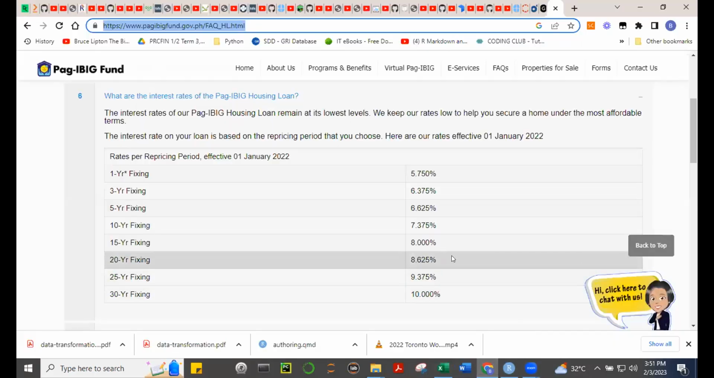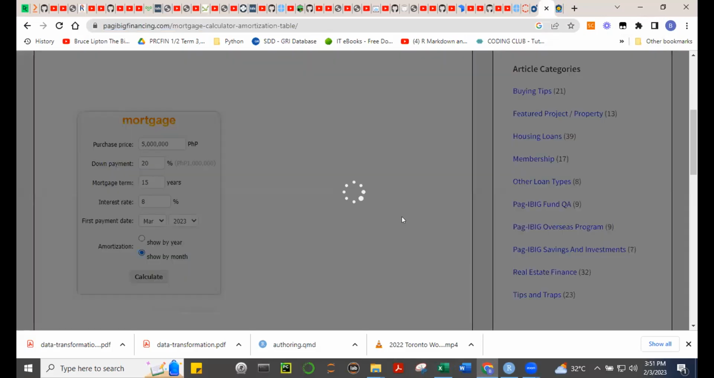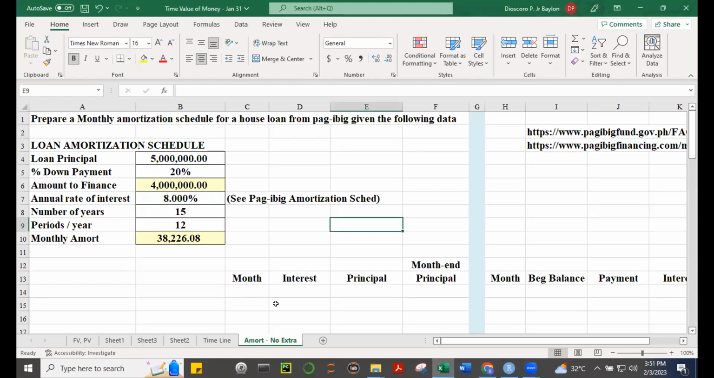If we compare here, 5 million, 20%, 15, 8%, show by month. So this is the payment, 38226 here. Total monthly payment 38226. So you should be getting this. Did you get 38226? Kindly chat, please, if yes.